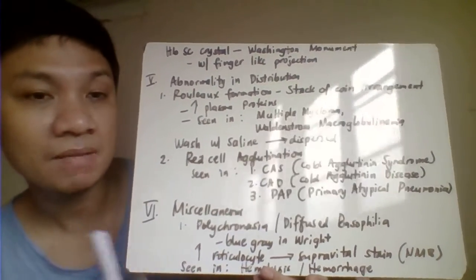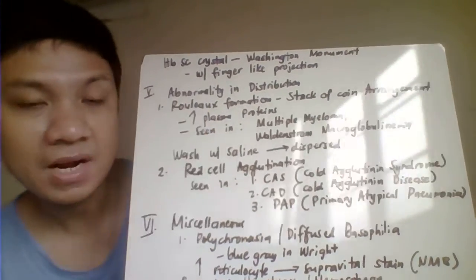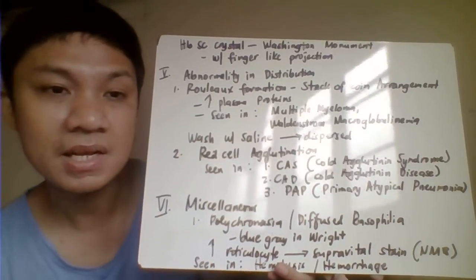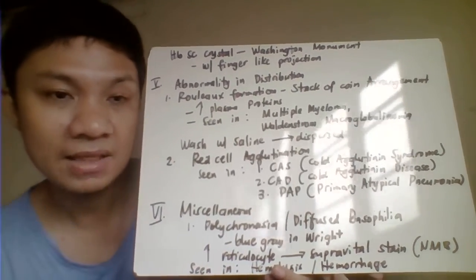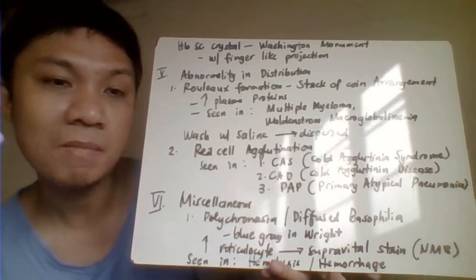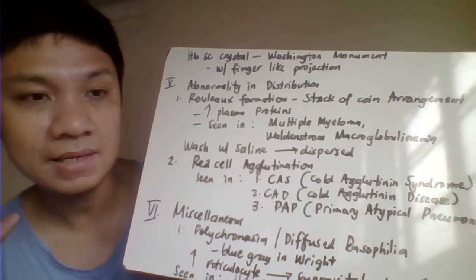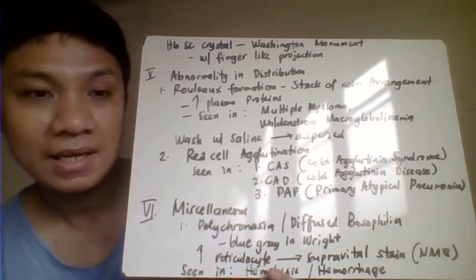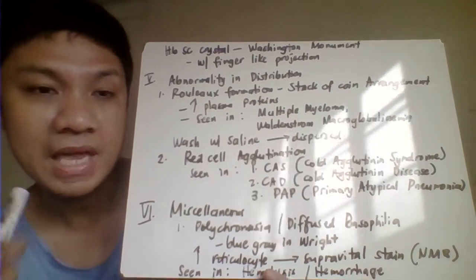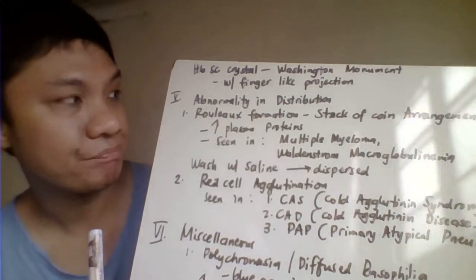Washington Monument. It's characterized here by a finger-like projection, and the crystal here tries to protrude beyond your RBC membrane, lumalabas or lumalagpas sa RBC membrane. Unlike with your hemoglobin CC, hindi siya nag-go beyond with our RBC membrane.